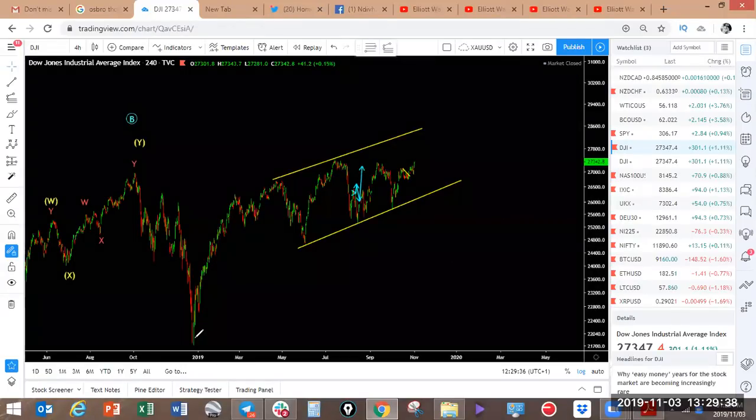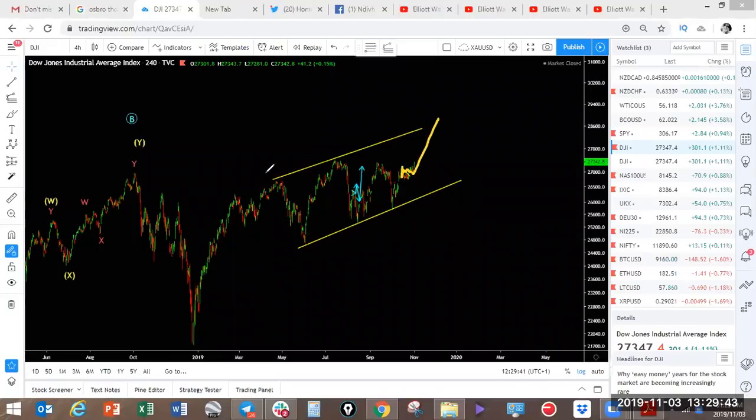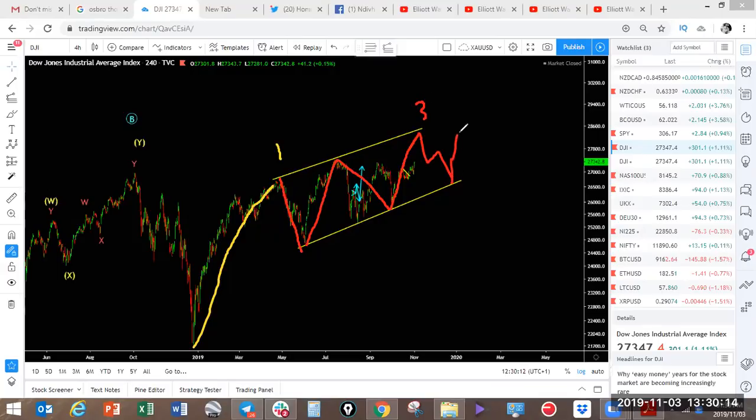The Dow, you can see it's also in the same diagonal pattern, and we are looking for this to keep pushing higher. It's the same structure as the S&P 500. It's a 1 there, it's a 2 there. This can be a 3, or the 3 can be all of this move. Remember, in a diagonal, your wave 3 can be in three waves like this: 1, 2, 3. So this is your wave 1. This will be your 2 pullback. This could be your 3. You can get a 4 and then a 5.